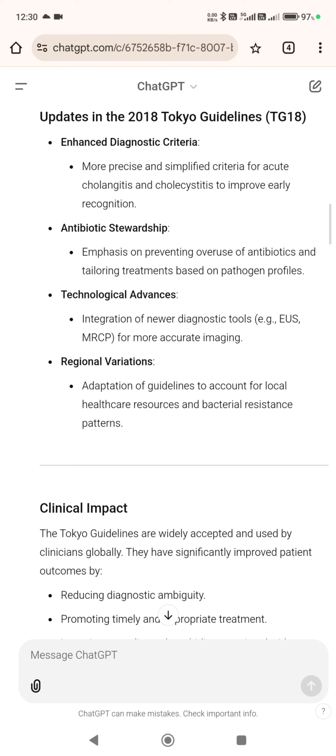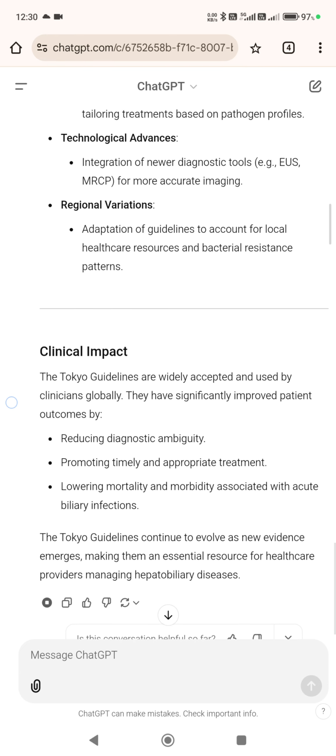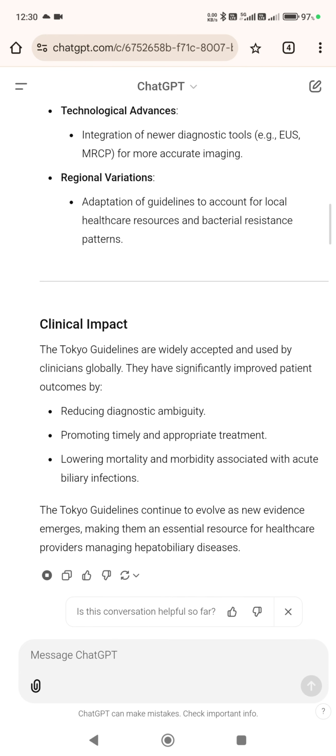Technological advances: integration of newer diagnostic tools, e.g., EUS, MRCP, for more accurate imaging. Regional variations: adaptation of guidelines to account for local healthcare resources and bacterial resistance patterns.